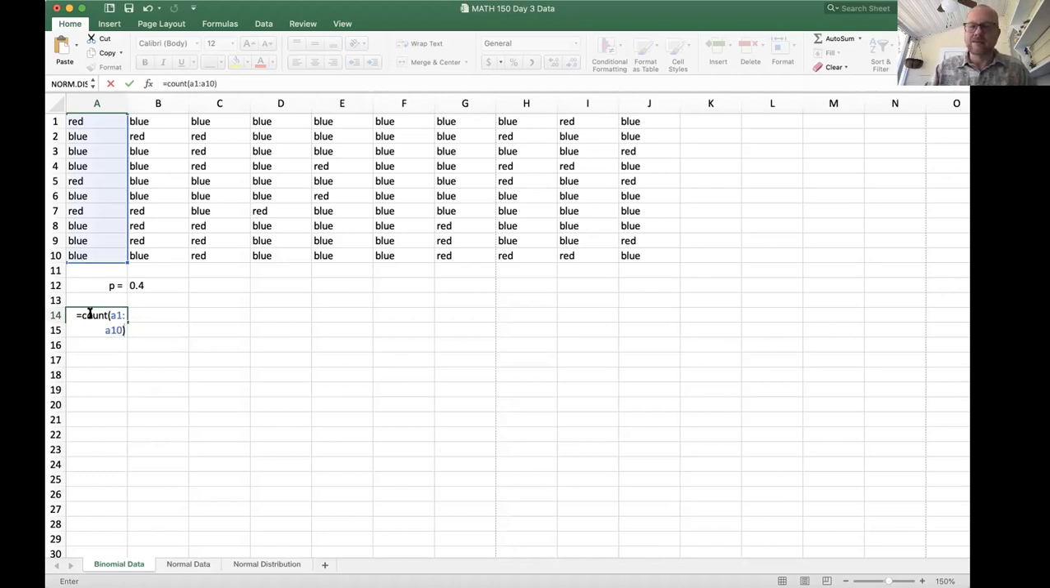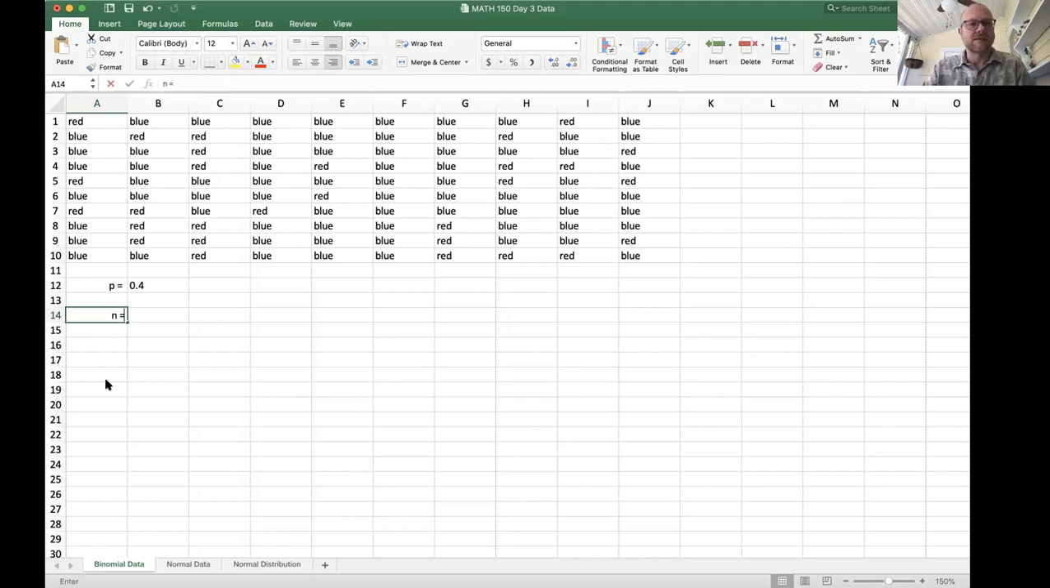Oh, I said the wrong thing. I said A10 and I meant J10. Close parentheses, enter. And you'll notice that it came back with an answer of 0. I also put it in the wrong spot. So why did it come back with 0? Well, the things you're counting are words. And the count function actually counts the number of numbers that appear. So I'm going to delete that.